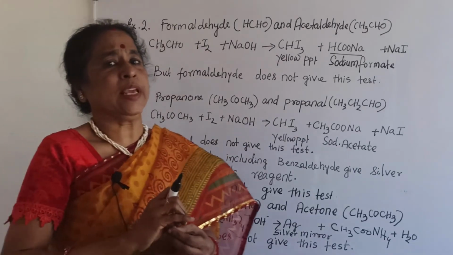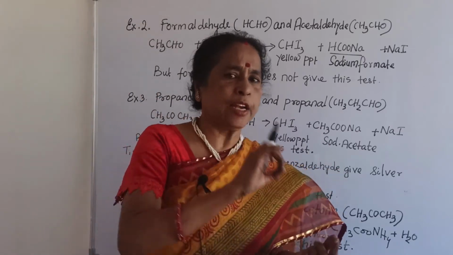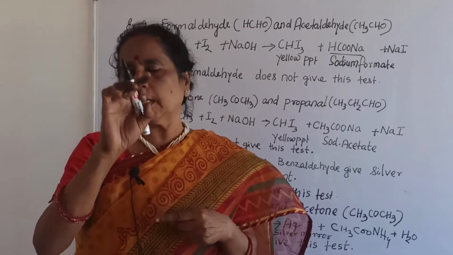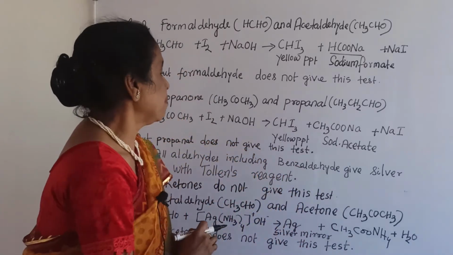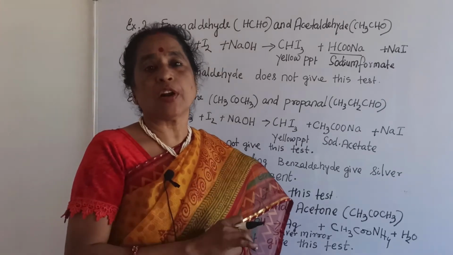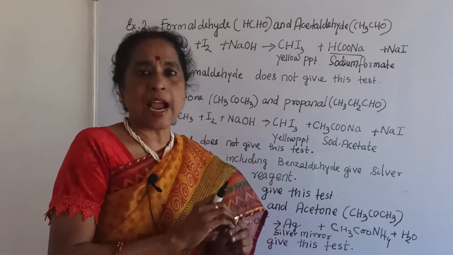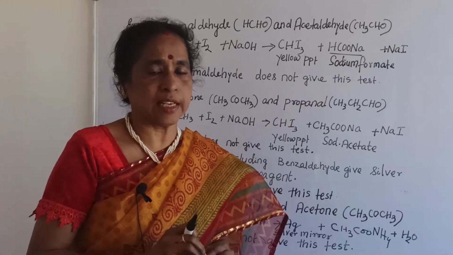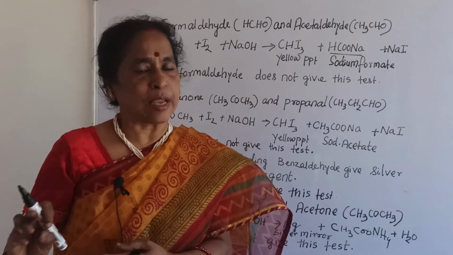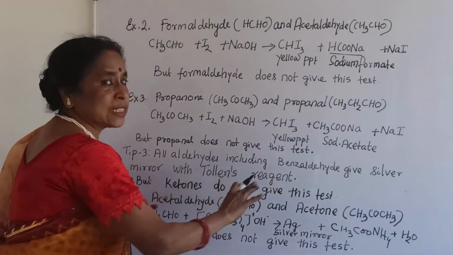In tip point 3, we should know all types of aldehyde, including benzaldehyde, where the benzene group is attached to CHO. Then what happens? They will give silver mirror when treated with Tollens reagent. That is called Tollens test. That means when aldehyde reacts with Tollens reagent, it forms silver mirror and other byproduct. See here. But ketones do not give this test.